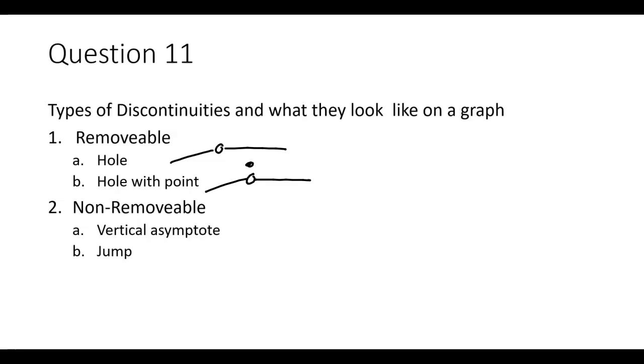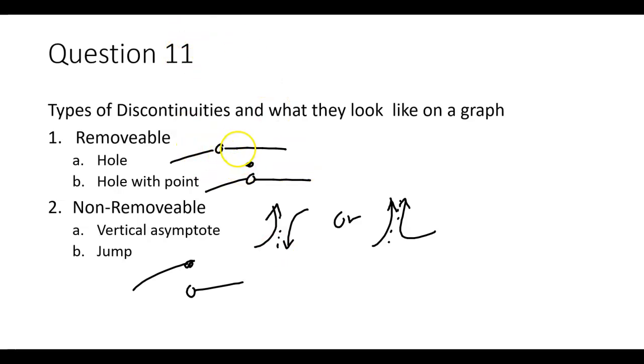There are two types of non-removable discontinuities. You have the vertical asymptote situation, which looks like this, or they could be going the same way, like they don't have to both be going opposite directions. They could be going the same direction, but the point is there's a vertical asymptote. Or you have a jump situation where there's just a clear break in the line and they're just two completely separate pieces that don't connect. That would be a jump situation. And so you're going to need to be aware of those things in order to answer question 11.